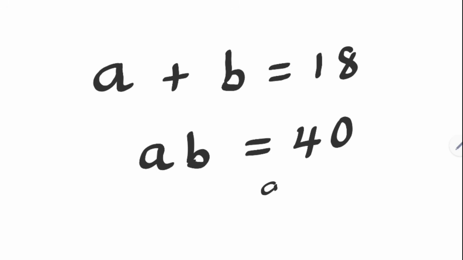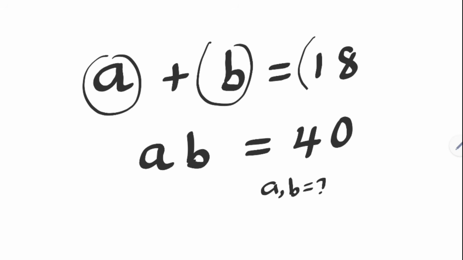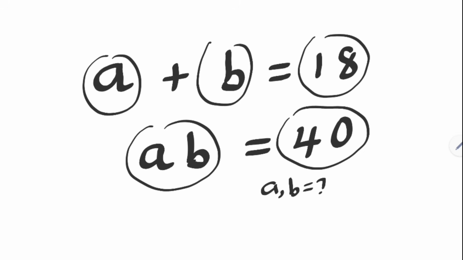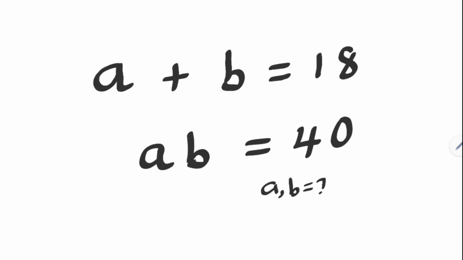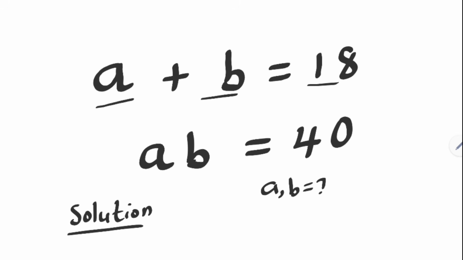So for A and B, given A plus B is equal to 18, then AB is equal to 40. Here, A plus B is equal to 18. Let us label this equation 1. AB is equal to 40. Let us label this equation 2.